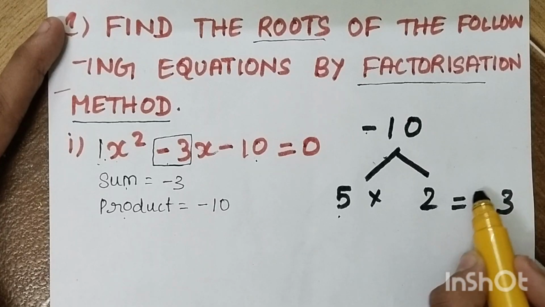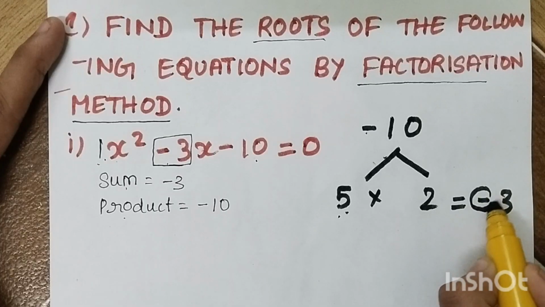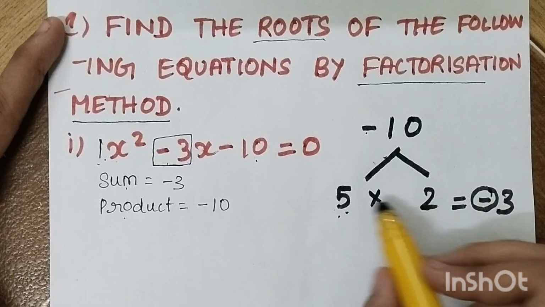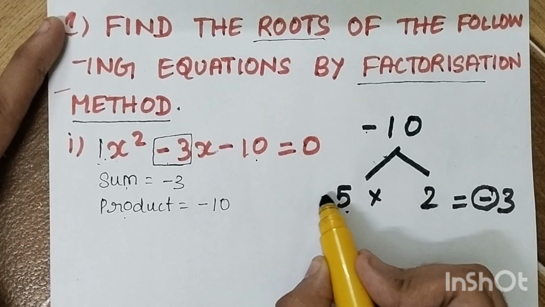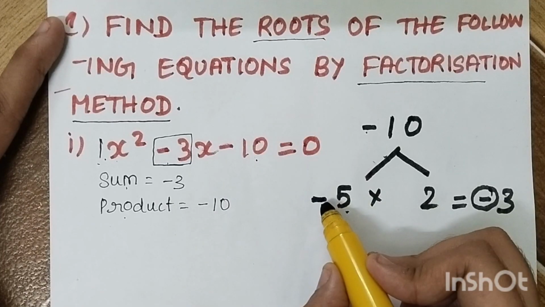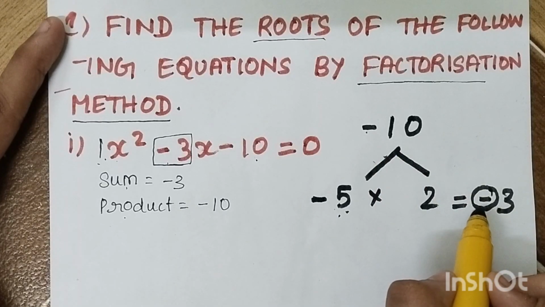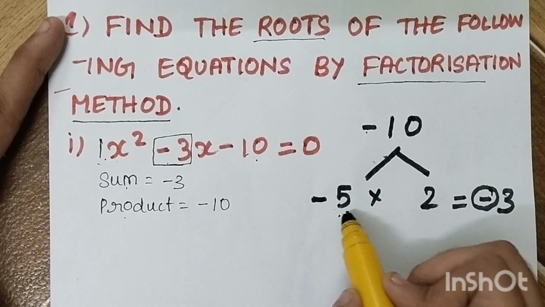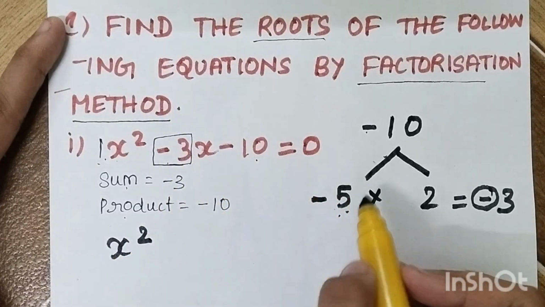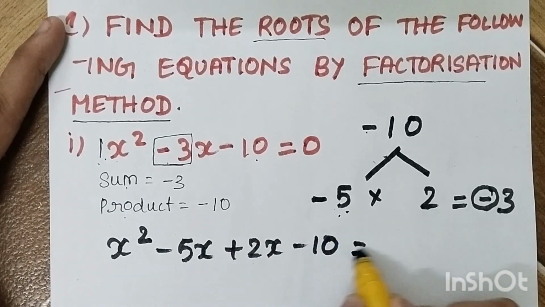Okay, so we are going to subtract these two numbers, so 5 minus 2 will be 3. But for the minus sign I have to put it on the greater number of these two. Here 5 and 2, which is the greater number? 5, right? So I will put minus here. For multiplication, on any one of the numbers I can put the minus sign so that my product will become minus. But for the difference, I have to put the minus sign on the greater number. Okay, so minus 5. So I'll write x square, instead of 3x, minus 5x plus 2x minus 10 is equal to 0.